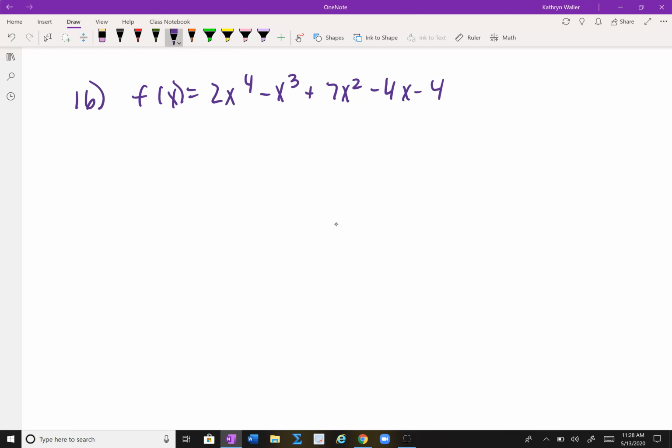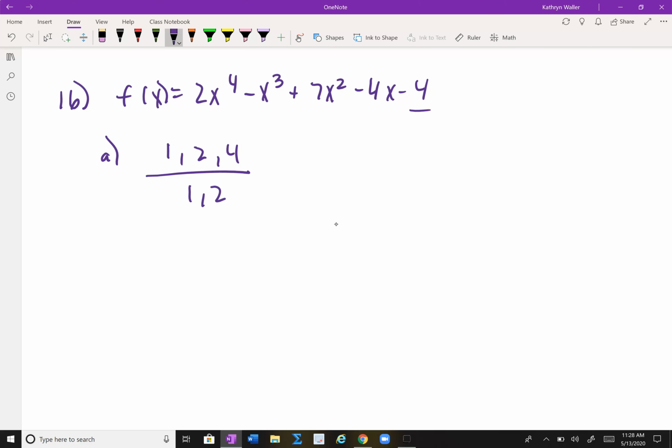Okay, so the possibles: what goes into 4? 1, 2, and 4. What goes into 2? 1 and 2. You can't write it like that. So you go 1 over 1, 1. 1 over 2, 1 half. 2 over 1, 2. 2 over 2 is a 1. 4 over 1 is a 4. 4 over 2 is a 2. Put parentheses, put a plus or minus.